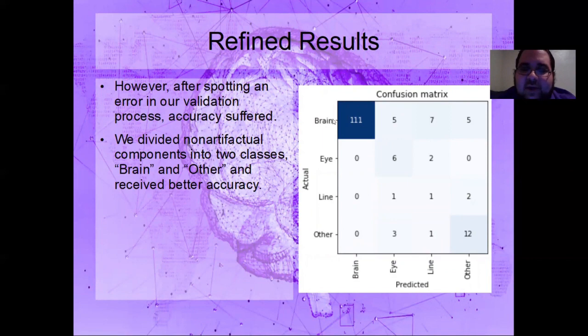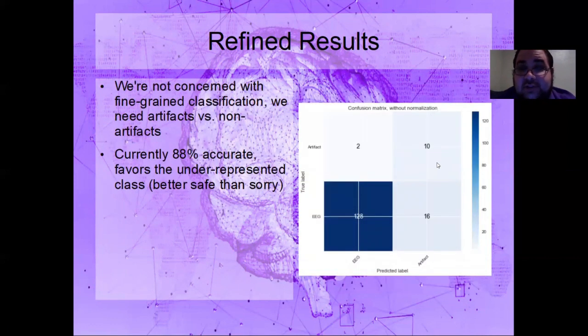After fixing the data leak, I also decided to separate it into two separate categories, brain and other. Both of these are non-artifactual in nature, so we want to filter out eye and line data. And after performing that split and fixing the data leak, I was able to improve my accuracy significantly. However, we're not concerned whether it's eye or not. We're concerned whether it's artifact or not.